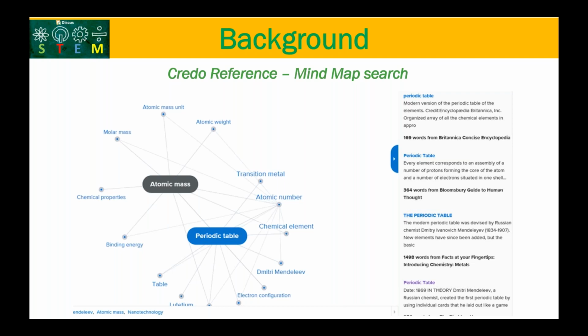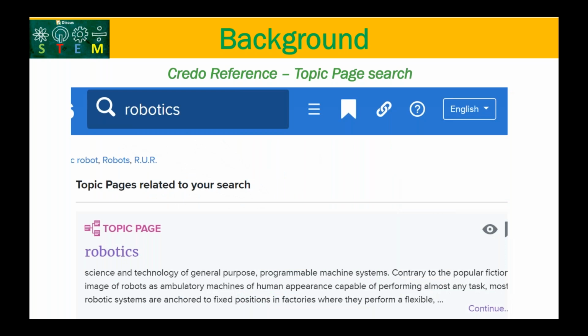You'll notice on the right, when we look at the periodic table highlighted in the center, all of those articles are from about 800 reference books now in Credo Reference. Those topics are going to be pulled from those books that the students can then use. And we will go live into that in a moment. You can also do a Credo Reference topic page search, and we'll go through that process as well.